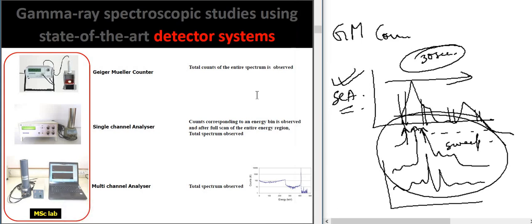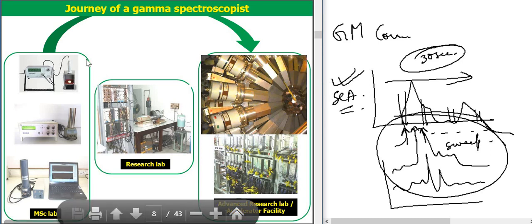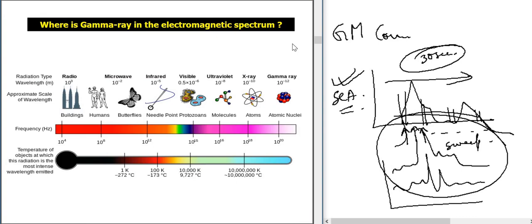Fine. So as I was saying, as gamma ray spectroscopists, we are looking into this path from the MSc lab to the research lab to the advanced research lab in various accelerator facilities and so on. Now the next very trivial question, just to tell you: what is a gamma ray?